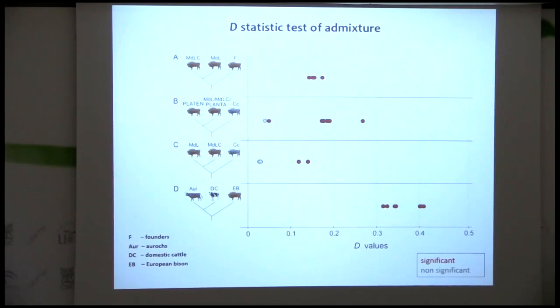And finally, we investigated admixture between European bison and either domestic cattle or aurochs. And we found that all investigated here European bison share an excess of derived allele with domestic cattle relative to aurochs. However, we didn't reject the alternative hypothesis that European bison were admixed with aurochs, but we just don't have power to detect this admixture signal.